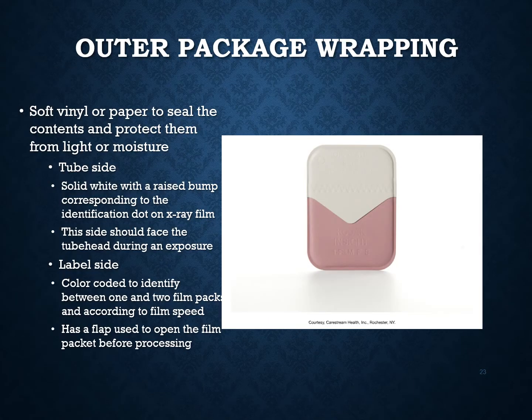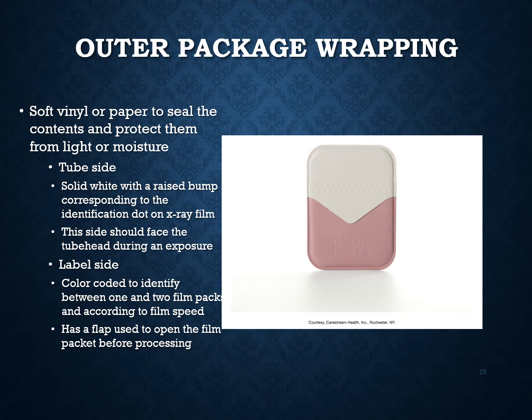All right, so we have the outer package wrapping. This is a soft vinyl or paper that seals the contents and protects them from light and moisture. It has two sides. So there's a tube side, which is all white, and has a raised bump, which corresponds to the identification dot on the X-ray film, which we talked about. That side is the side that faces the tube head during an exposure.